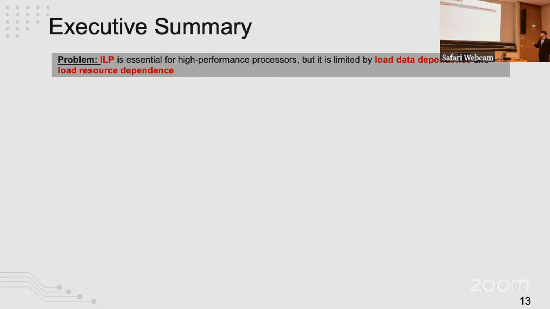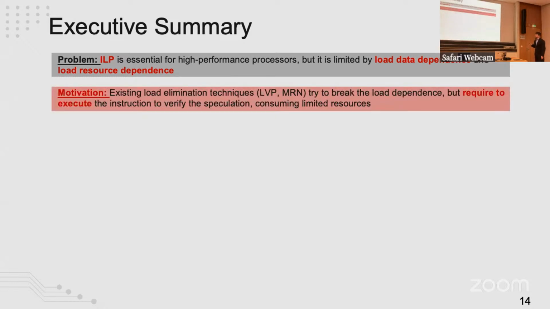Here we have the executive summary. This is the problem that I previously described. The instruction level parallelism is essential for high performance processors, but it is limited by load data dependence and load resource dependence. As the motivation for this work, the existing load elimination techniques try to break the load data dependence, but they require to execute the instruction to verify the speculation, consuming the limited hardware resources.